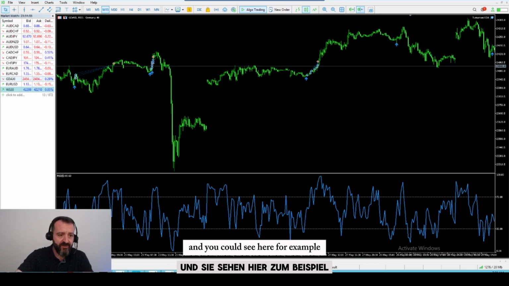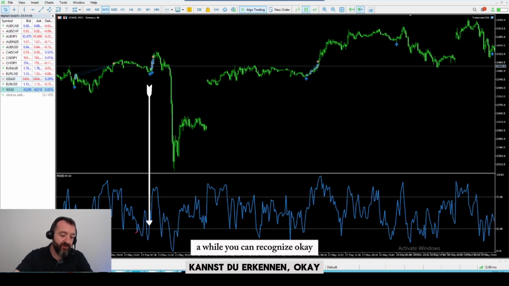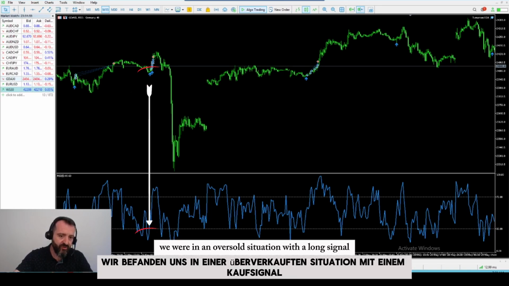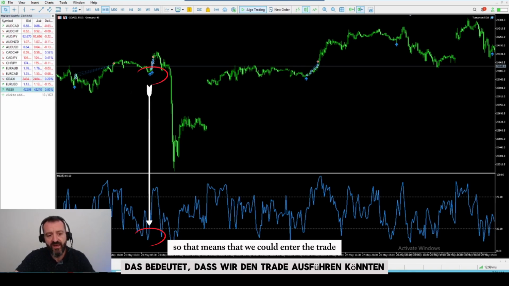again the powerful combination. So we are getting price action signals from the turnaround indicator, and when we are combining and looking at exactly the strategy I was explaining to you just a while ago, you can recognize, okay, we were in an oversold situation with a long signal, so that means that we could enter the trade.